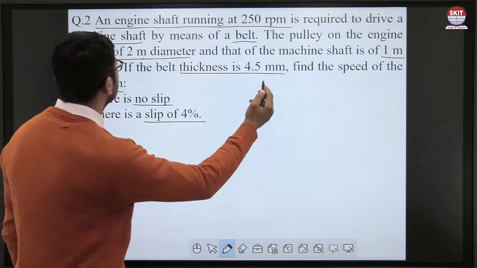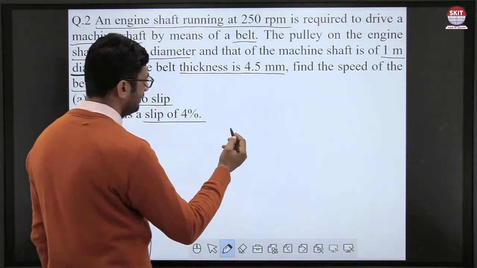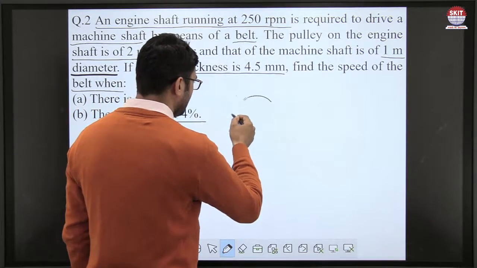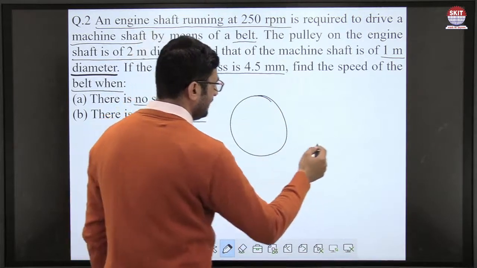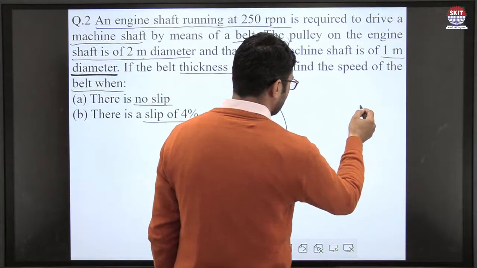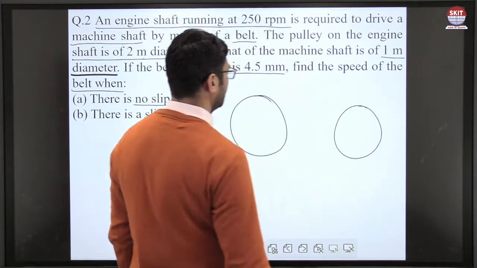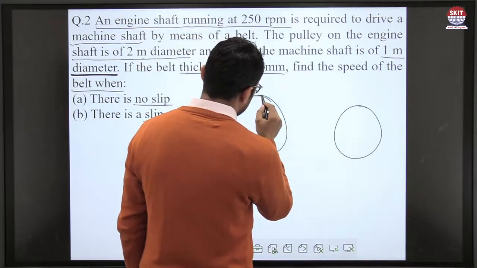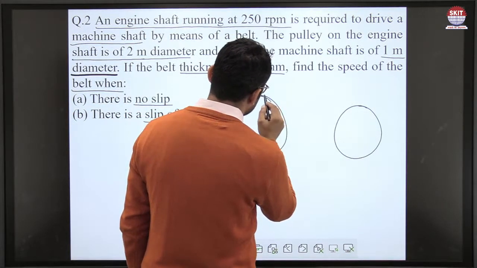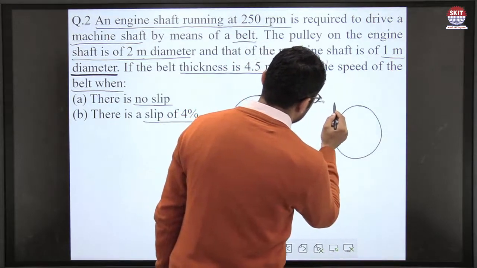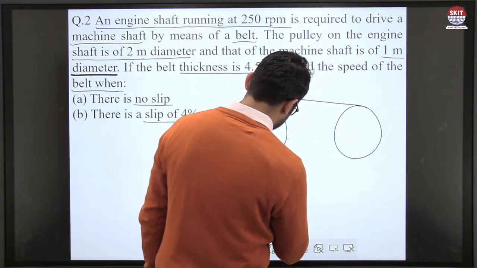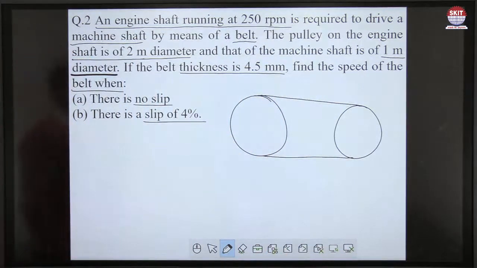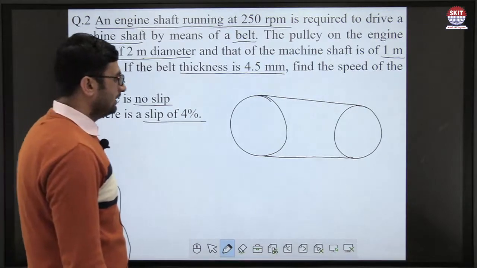In the question given, there are two shafts on which the pulleys are attached. This is a bigger pulley and this is a smaller pulley. It is not given whether it is an open drive or cross belt drive, so we use the open belt drive because there is no difference in the velocity ratio formula between open belt drive and cross belt drive.